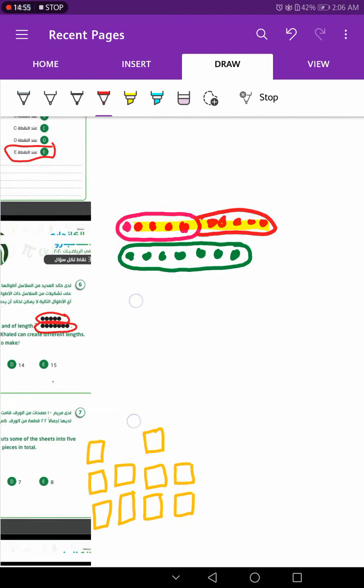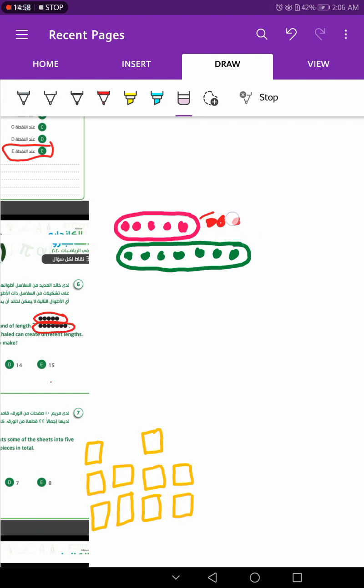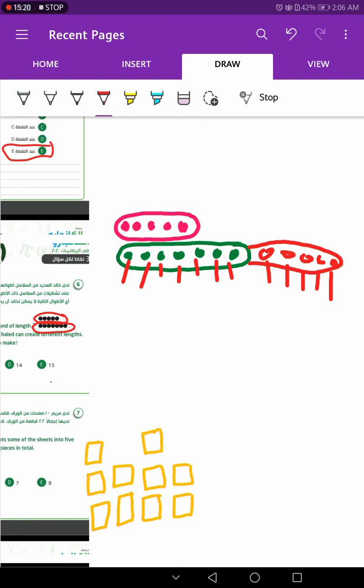Yes, you can take 1 of 7 and 1 of 5, so you can form a chain with 12. Okay, 1 2 3 4 5 6 7 8 9 10 11 12, so it is possible.